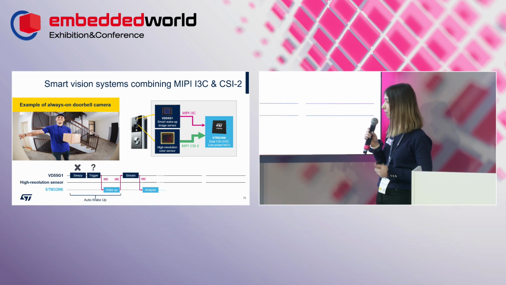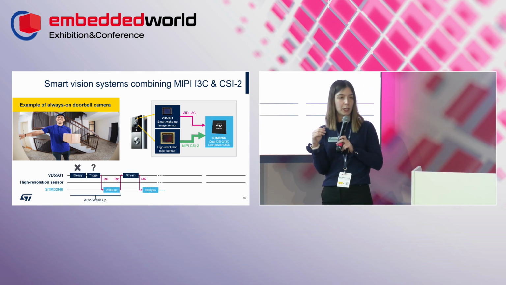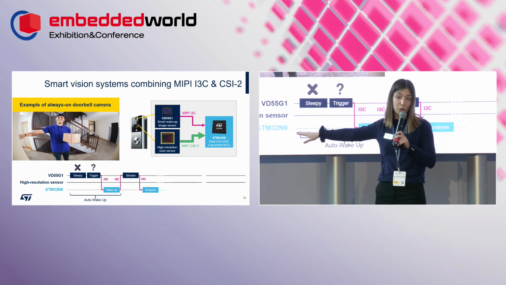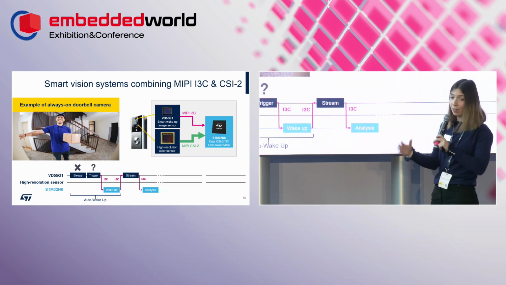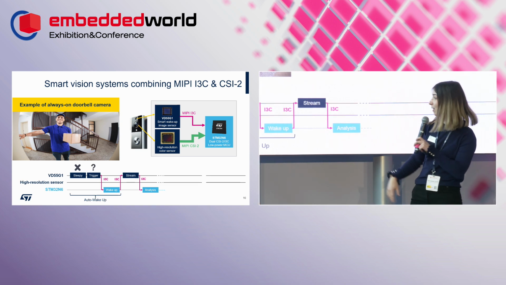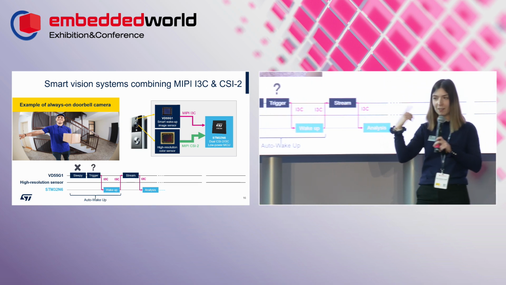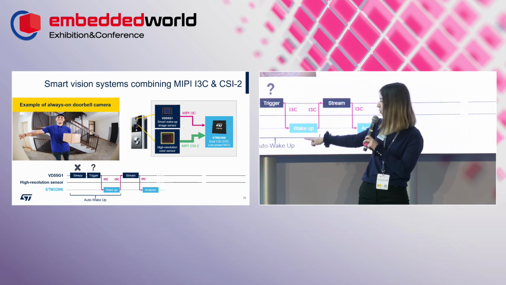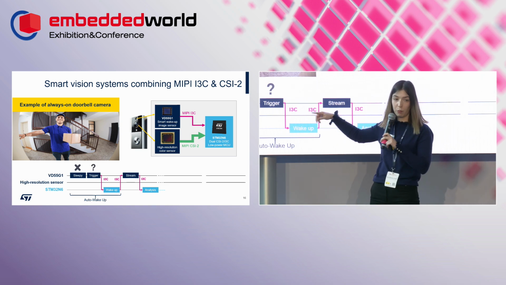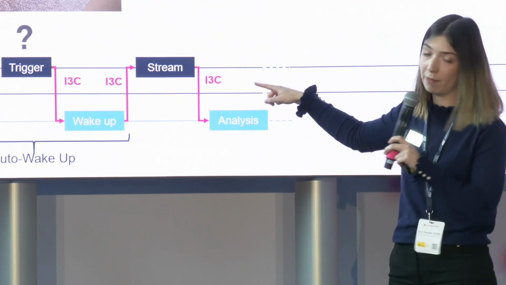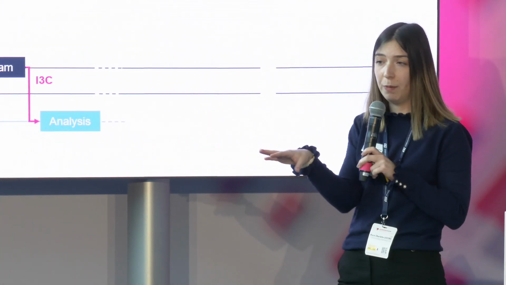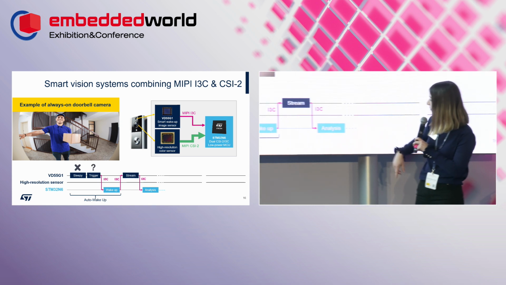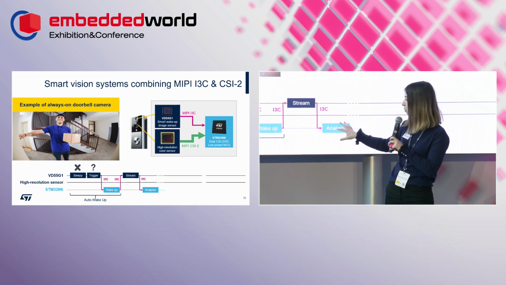What will happen in practice? You're using the auto-wake-up, so the sensor is in sleepy mode. Your high-resolution sensor and the microcontroller are just waiting for something to happen. Suddenly, there is something happening in front of your door. So the sensor that is performing its analysis routine will send a trigger through I3C to the microcontroller. The microcontroller will wake up and ask the VD55G1 sensor to send an image, a streaming. It's low resolution, so VGA type of images that will be sent again through I3C to the microcontroller.